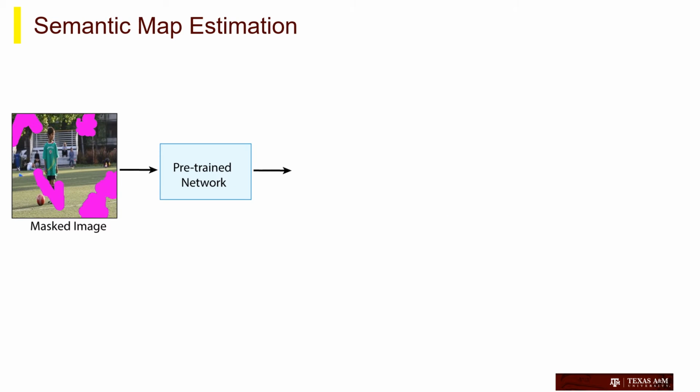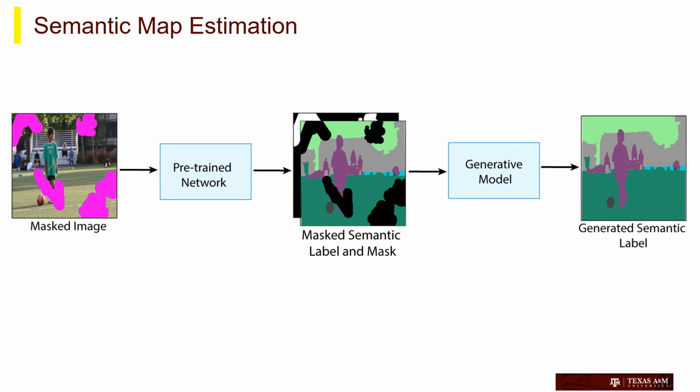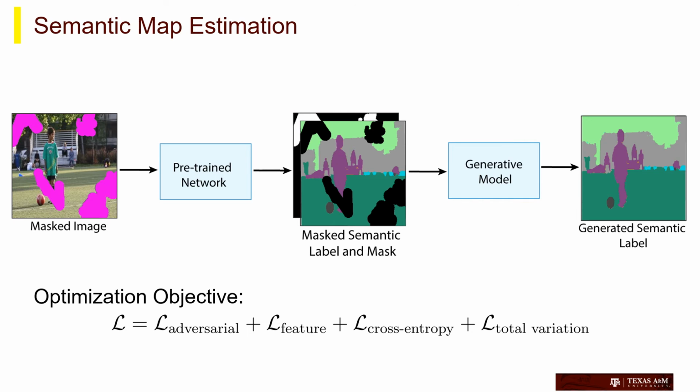First, we use a pre-trained off-the-shelf network to generate an incomplete semantic map for the masked image. We then use a GAN to reconstruct the missing semantic labels and generate a complete semantic map. We use an adversarial objective for optimization, and to reduce noise in the predicted labels, we incorporate the total variation loss.